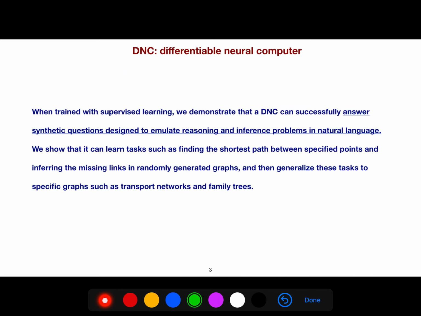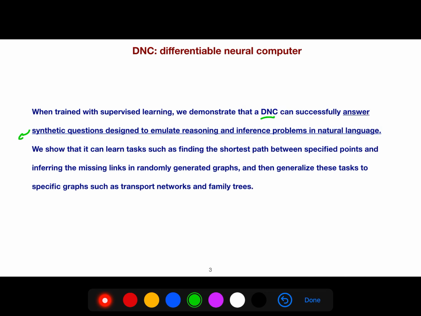So DNC stands for differentiable neural computer. When trained with supervised learning, we demonstrate that a DNC can successfully answer synthetic questions. I mean, that bAbI dataset that I like. It's very simple, like a story with very simple sentences, but we need more complex datasets than this. And so they can successfully answer synthetic questions designed to emulate reasoning and inference problems in natural language.